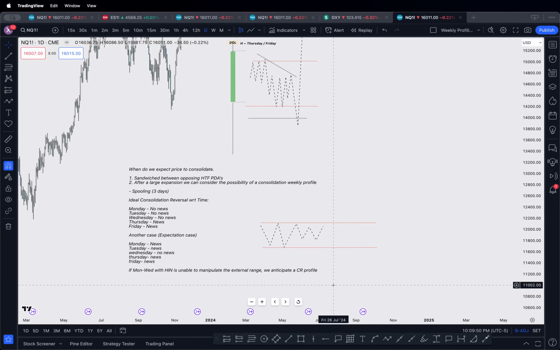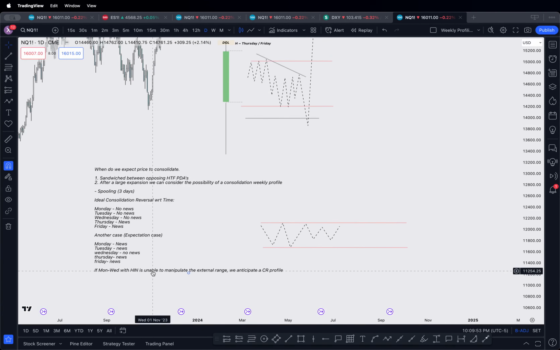Any questions about that statement? So we have two cases. The first case is high impact news days on Thursday, in which case we want Monday, Tuesday, Wednesday to consolidate. The other case is that we have news Monday, Tuesday, maybe even Wednesday, but what doesn't the news do? It doesn't manipulate the higher time frame. Remember that flow chart I gave you about that H4 PD array? Is that statement not captured in this statement right here? If Monday through Wednesday is unable to manipulate, we anticipate this profile. Same thing, right? So essentially, if we see a consolidation being put in, we're going to expect a consolidation reversal. Doesn't matter if there's news or not.